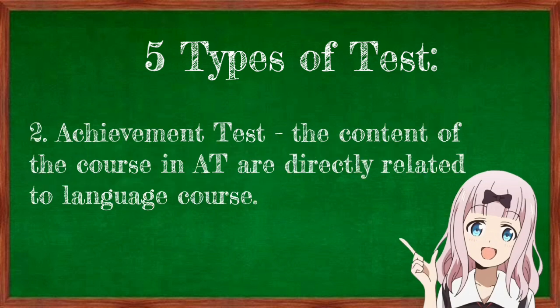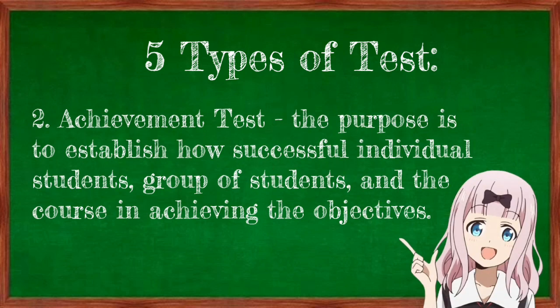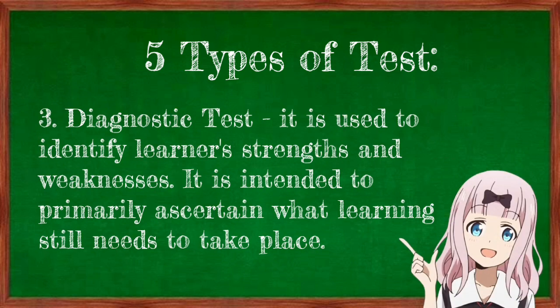Next is the achievement test. The content of the course in achievement test are directly related to language course. Also, its purpose is to establish how successful individual students, group of students, and the course in achieving the objective. The third type of test is the diagnostic test. It is used to identify learners' strengths and weaknesses. It's intended primarily to ascertain what learning still needs to take place.